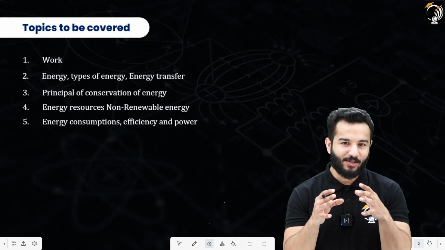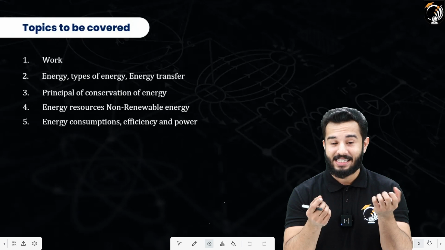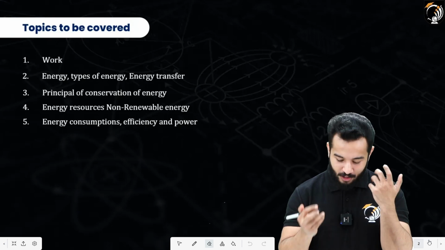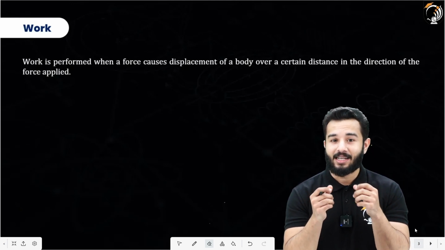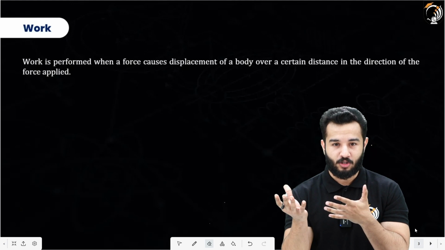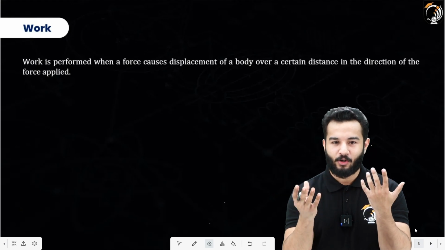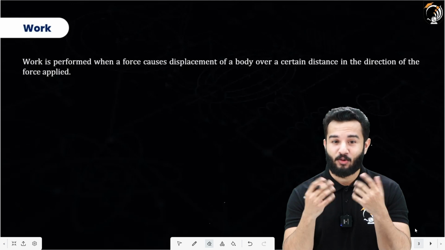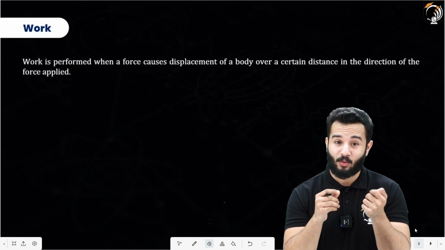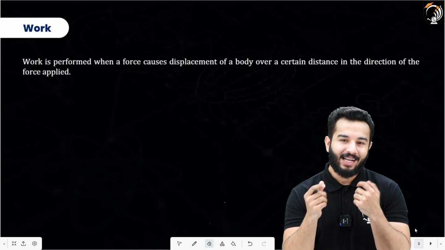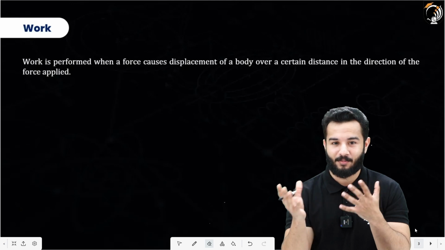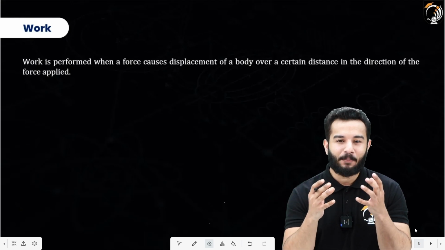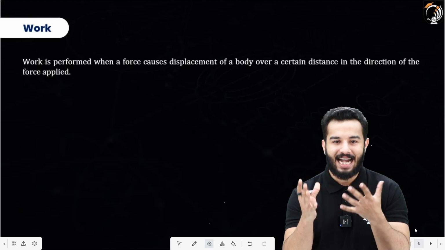So let's start today's class with discussing what we really mean by work. First of all, when we talk about work, we say that work is done by a force, right? So whenever you are trying to calculate work, you are basically trying to calculate the work done by a force. Now we can define it. Work done by a force can be defined as the product of force and displacement.